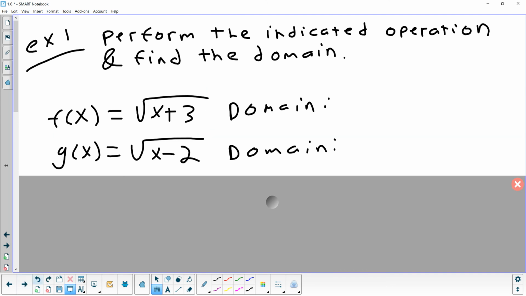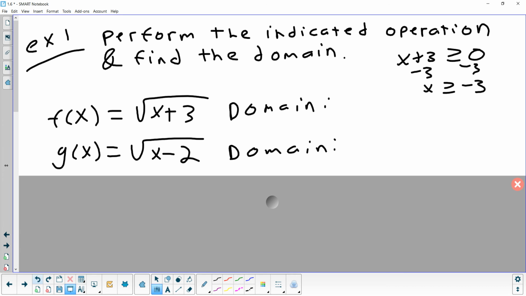So in other words, think of it this way. For the top one, you want x plus 3 to always be greater than or equal to 0. You never want x plus 3 to be negative. And to get x by itself, Isaac, how would I get x by itself here? Minus 3. So in other words, we want x to always be a number that's greater than or equal to negative 3. That's the domain of f of x.